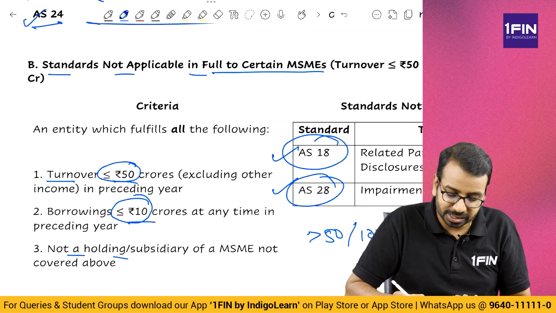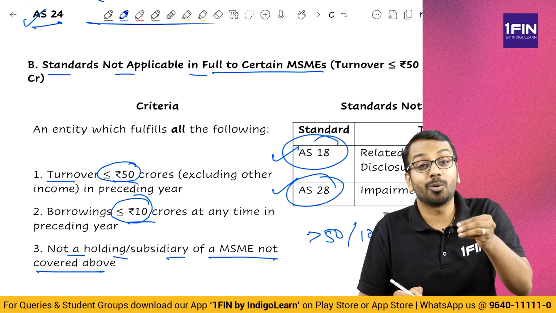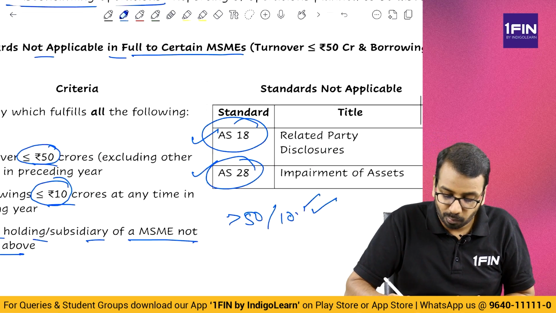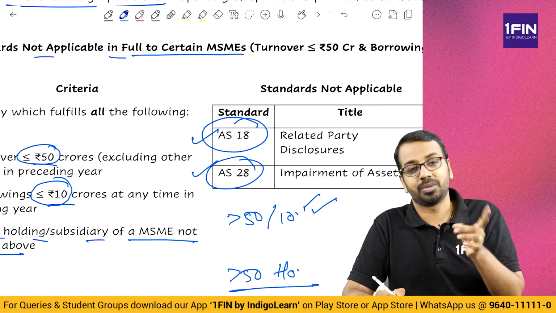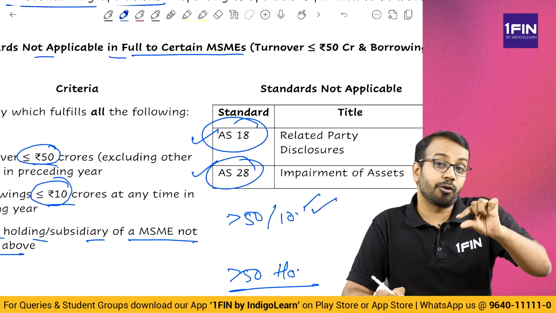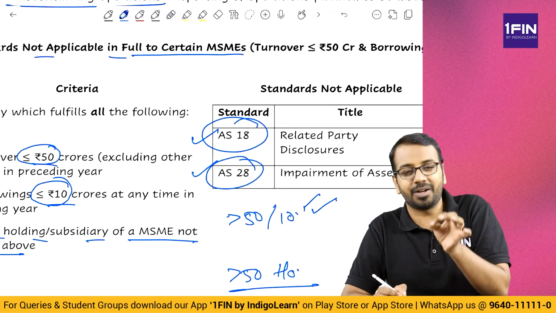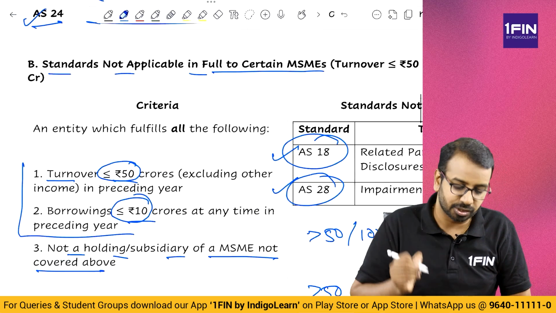And not a holding or subsidiary of an MSME not covered above. So basically what it means, if you are a holding or subsidiary of an MSME which has more than 50 crores of turnover, then it is applicable. So one thing that you have to understand is, if it is applicable for holding, to the subsidiary also it will become applicable. If it is applicable to the subsidiary, to holding also it is applicable. Okay. More importantly, these 2 conditions you need to remember.